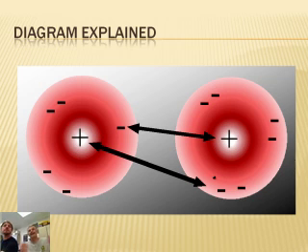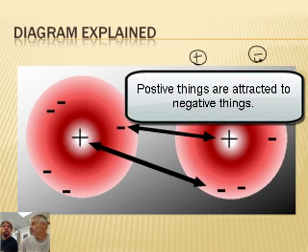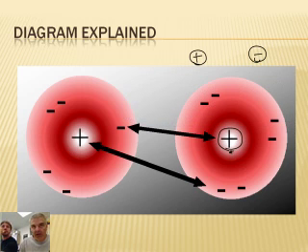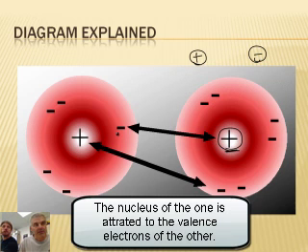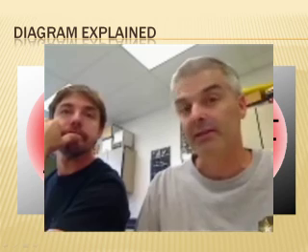Let's talk about what causes them to be attracted to each other. Guess what? It's the same thing we learned about in the last two bondings. Positive things are attracted to negative things. Now, it's not the positive ion, it's actually the nucleus of the one that is attracted to the valence electrons of the other, and the nucleus of the other is attracted to the valence electrons of the one. So it's still positive things attracted to negative. That's what causes the world to get stuck together.